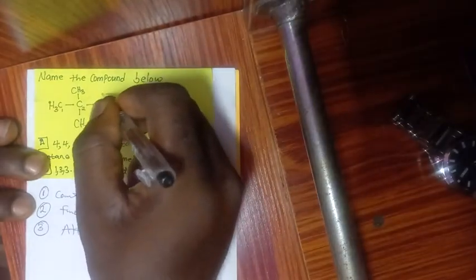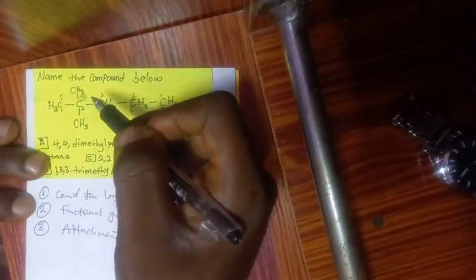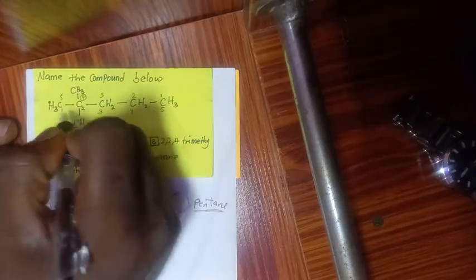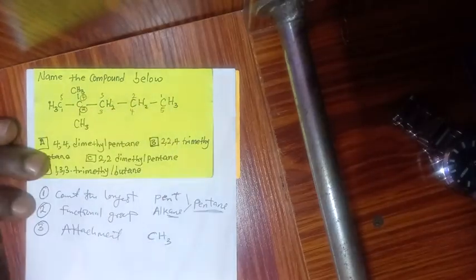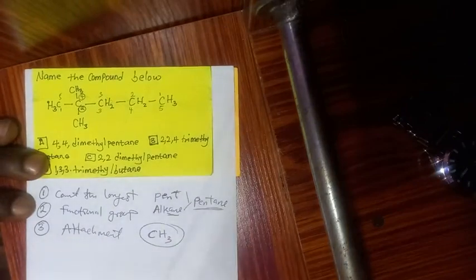If we start counting from here, we have 1, 2, 3, 4, 5. If we start counting from here, the attachment is at a position 4, and the rule says it should be closer to the end. So let's start counting from here. We have 1, 2. At position 2, we'll see this attachment, right?